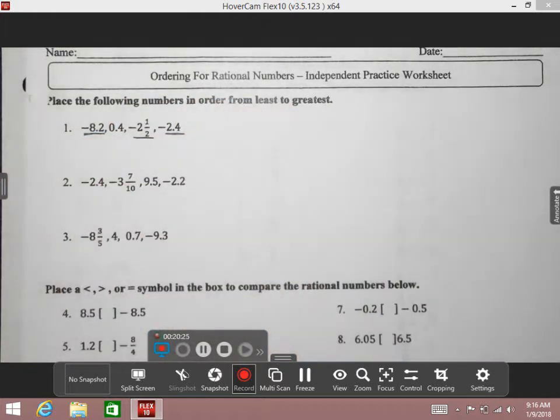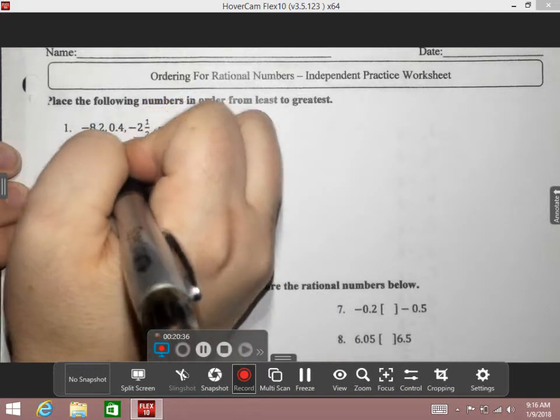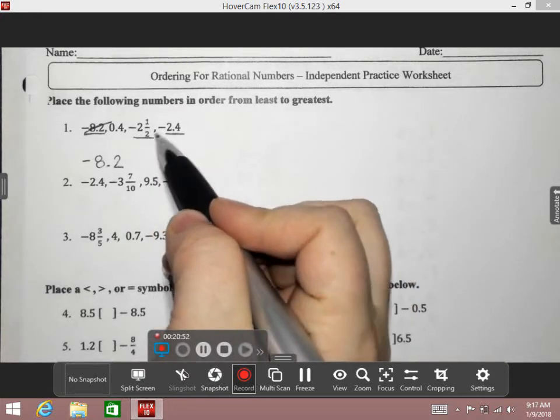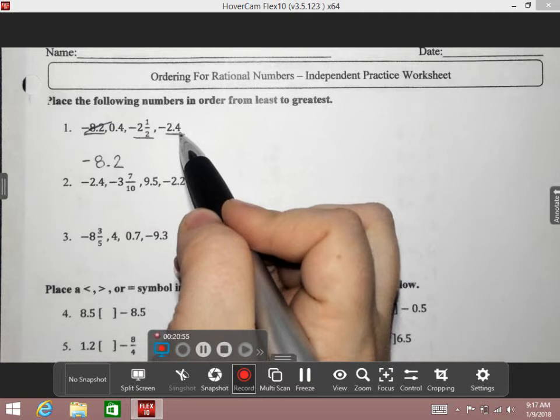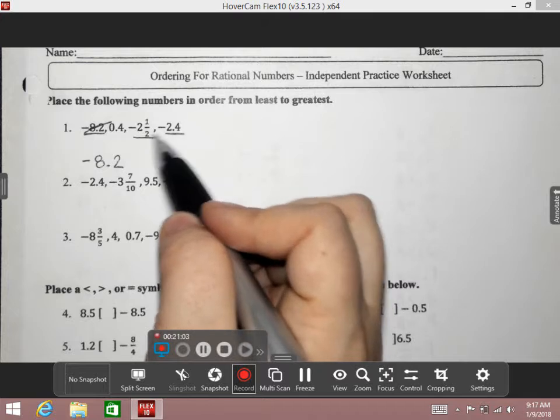Okay, so we got our negatives. What negative number is going to come first? Faith? -8.2. -8.2, because that has the biggest whole number, which means since it's a negative, it's technically the smallest. All right, now this is when we got to put on our thinking caps. We got to use our brain. All right, because I've got -1/2 and -2.4. All right, so which one of those negative numbers do we think is technically the bigger one? Emily, what do you think?